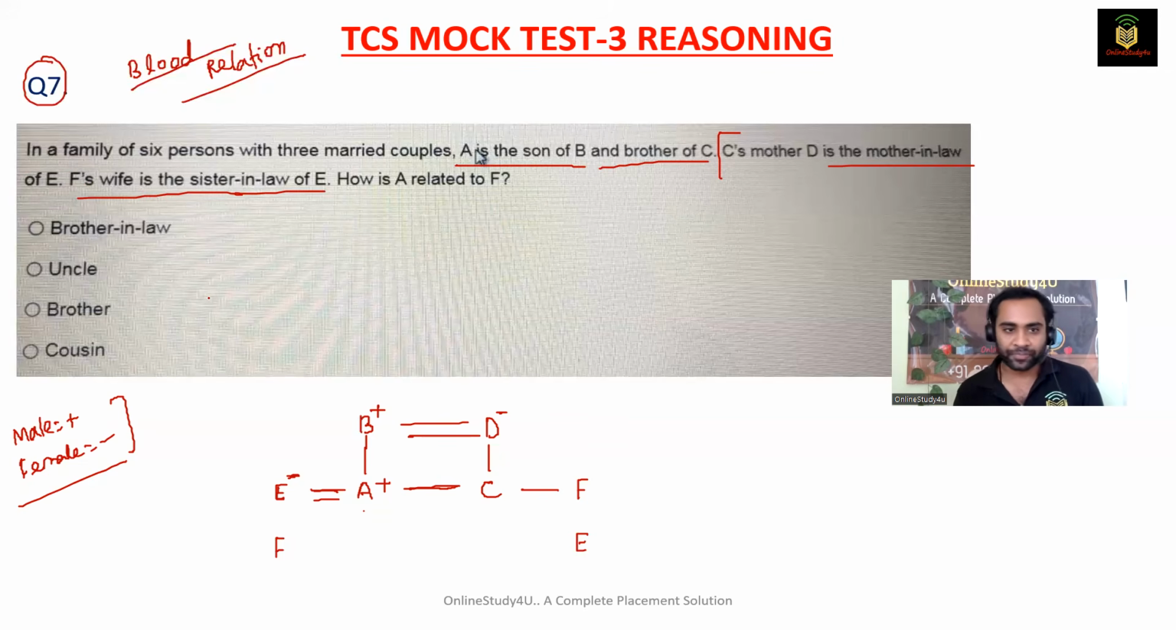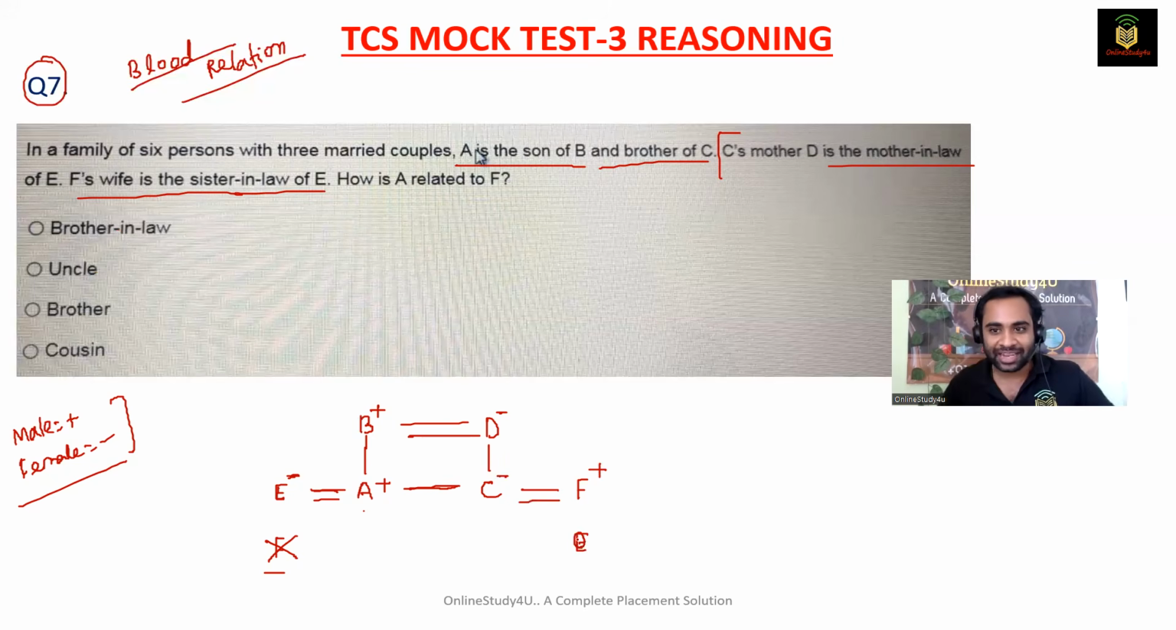Now, what they're saying is F's wife. So if you put F here, then A is the son. Correct or not? So I cannot put F here, my dear friends. I'll have to put E only here. And F's wife, that means definitely C will be female and F will be male.